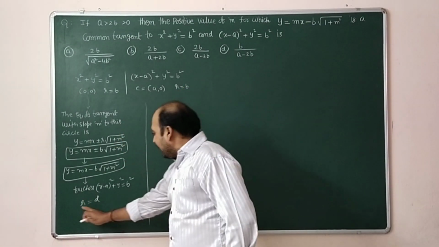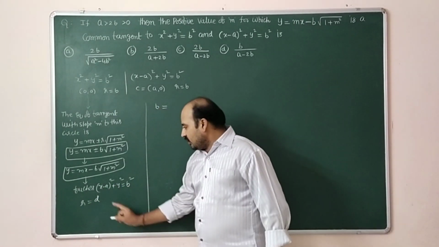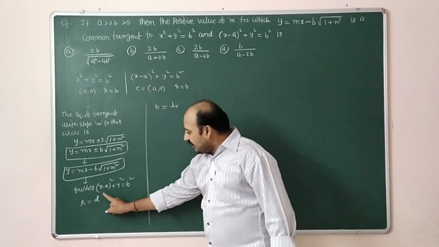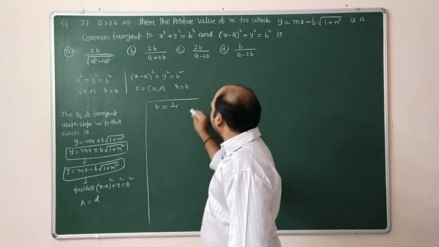What is R in this? Radius of this circle. B is equal to D, which means the perpendicular distance. From where? From the center of the circle, A comma 0. Here I already wrote it.